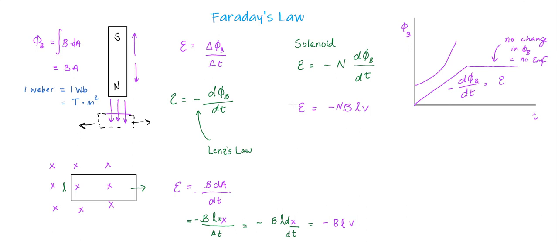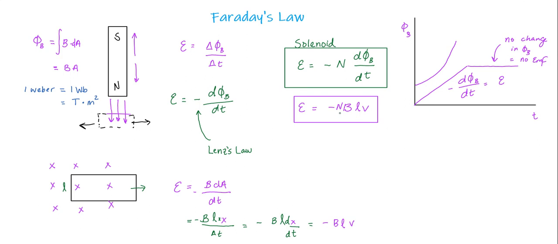So here we have two forms of Faraday's law that can be very useful in different circumstances, depending on whether we're solving for a single coil or a coil where we know the total amount of flux change over time, or here where we're looking at a coil moving out or into the field.